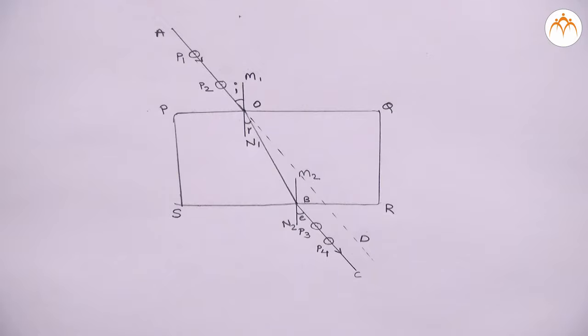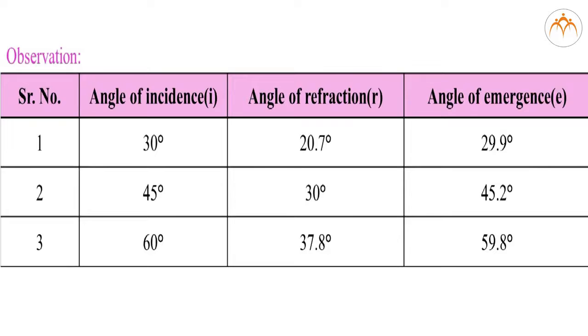Repeat the experiment using angles 45 degrees and 60 degrees instead of 30 degrees. Fill in the observation table in which you are supposed to write the angle of incidence, angle of refraction and angle of emergence, that is I, R and E.